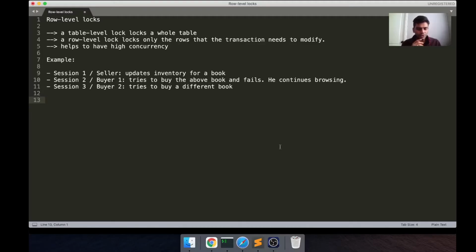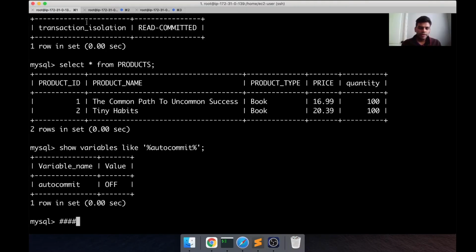Hey, MySQL learners. In this session, we are going to take a brief look at row level locks in MySQL. I have three sessions. I'm already connected to my e-commerce MySQL database, and this is how the data looks now.